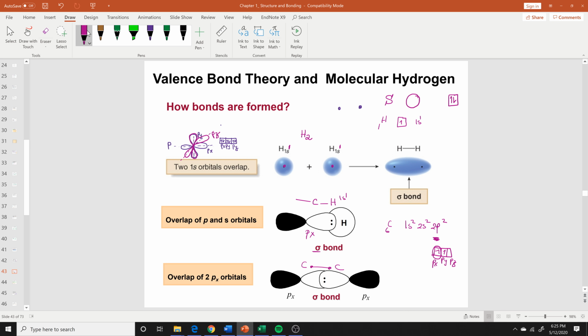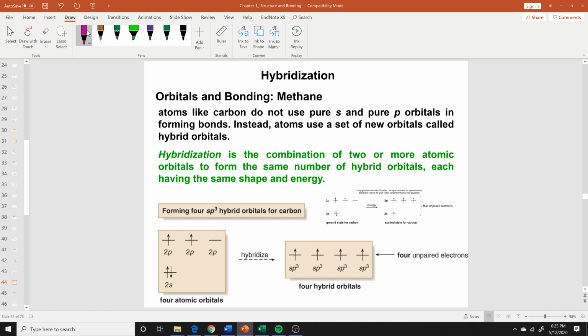Same thing here, I'm going to use the same rationale. This carbon has a px of one electron. This carbon has another px of one electron. The electrons overlap with each other and make a sigma bond. So hybridization is basically explaining how sigma bonds are formed, how you form the sigma bonds through combination of orbitals.